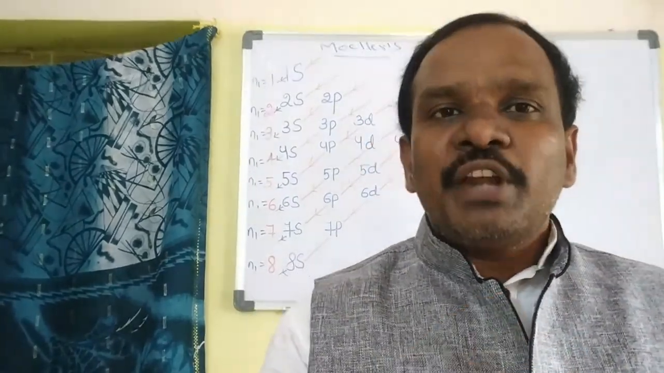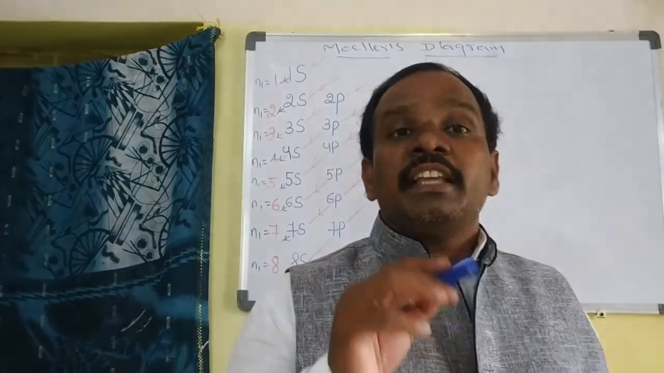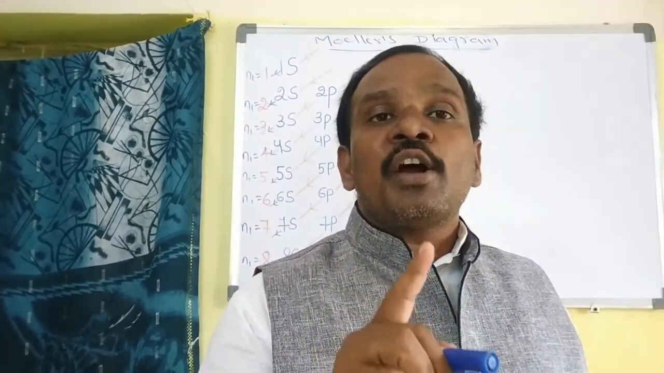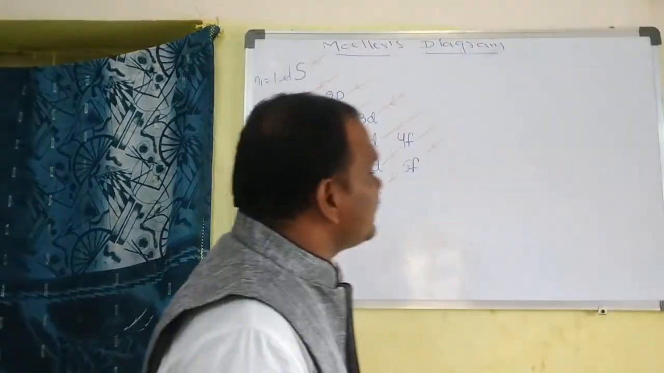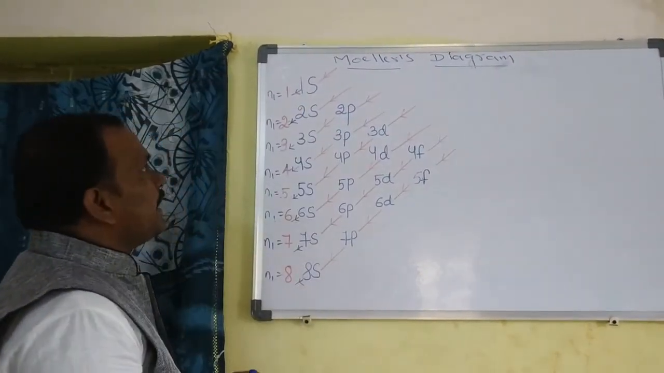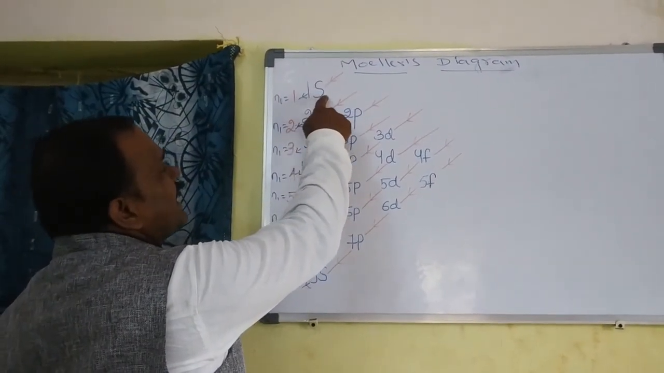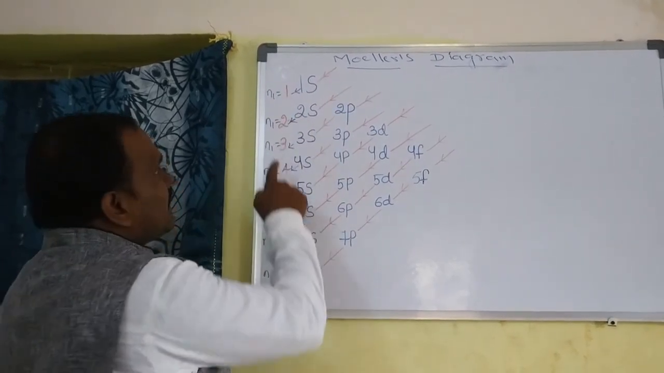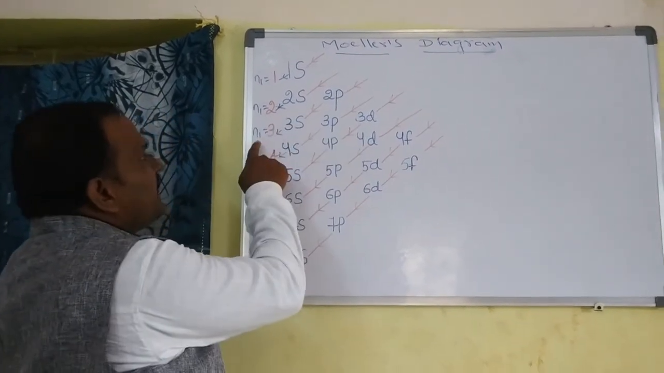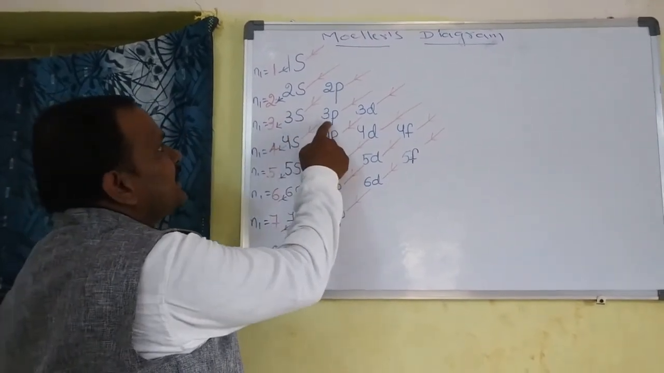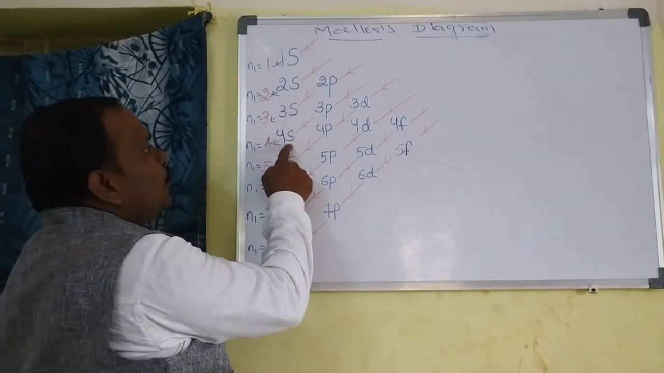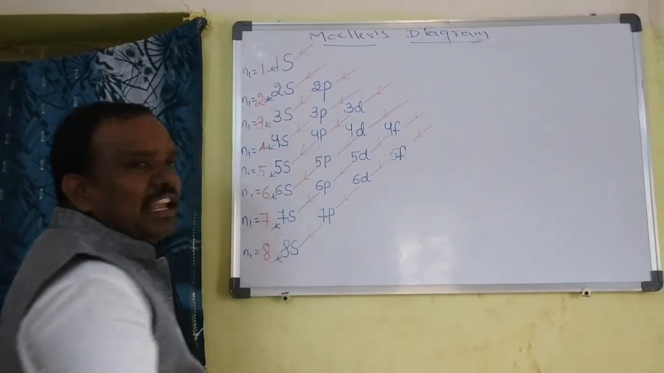Today I am going to start an important basic of chemistry, Moeller's diagram. You see, students, this is Moeller's diagram. In Moeller's diagram we write: n equal to 1, 1s. n equal to 2, we write 2s and 2p. If n equal to 3, 3s, 3p, 3d. Next, n equal to 4, 4s, 4p, 4d, 4f.